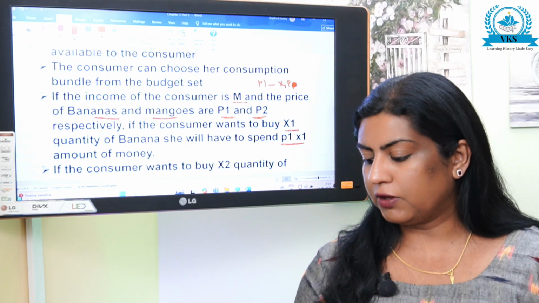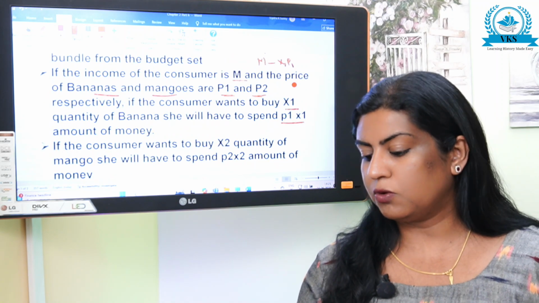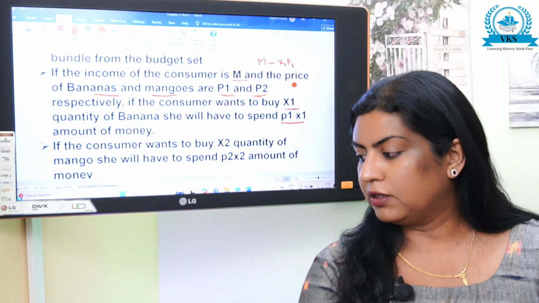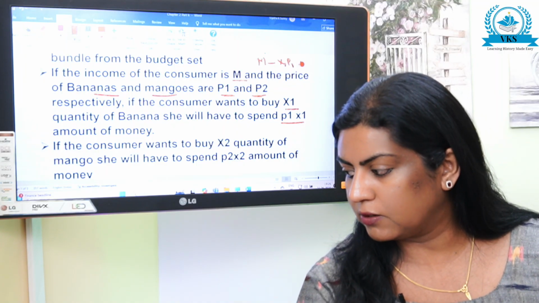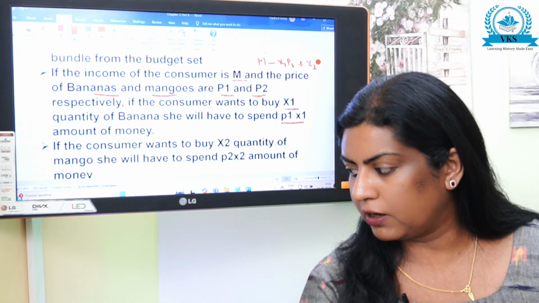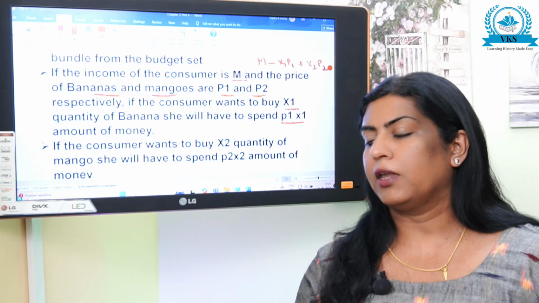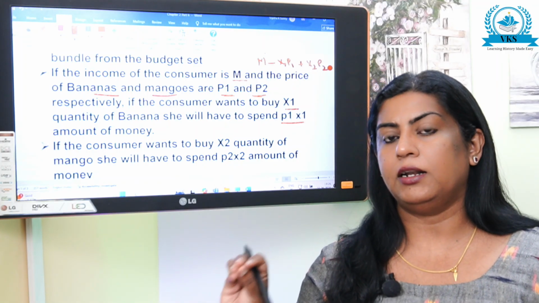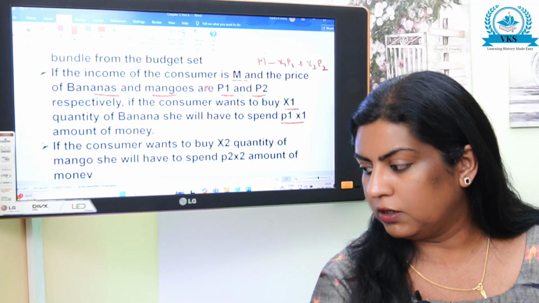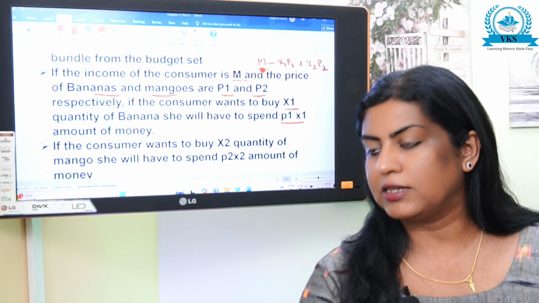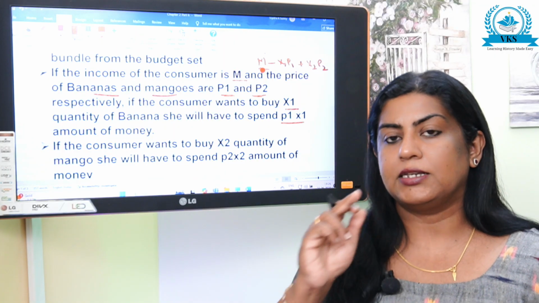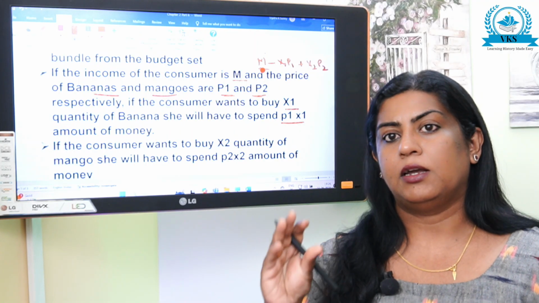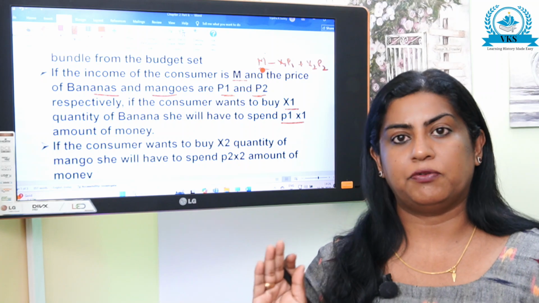Next is, if the consumer wants to buy X2 quantity of mangoes and the price of mango is P2, then it is X2 into P2. These both should be added, then it should be equal to the income of the consumer, that is M. This is the budget line. So the exact amount is equal to the income of the consumer.